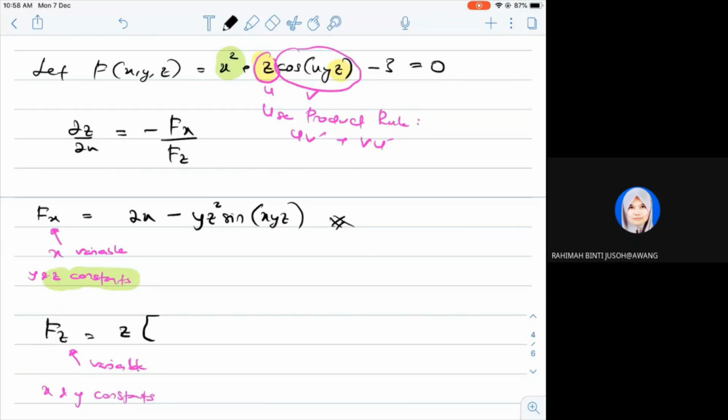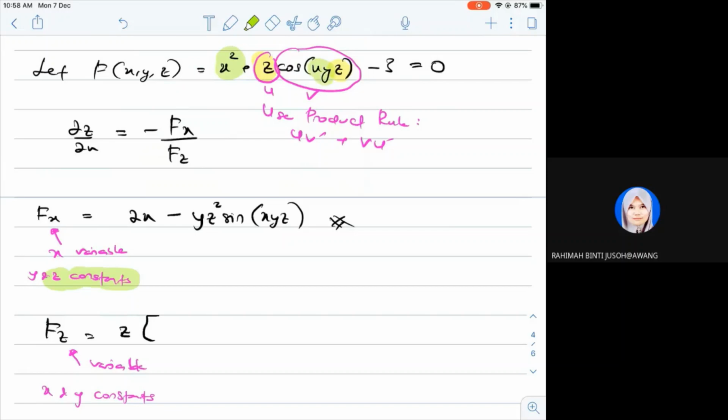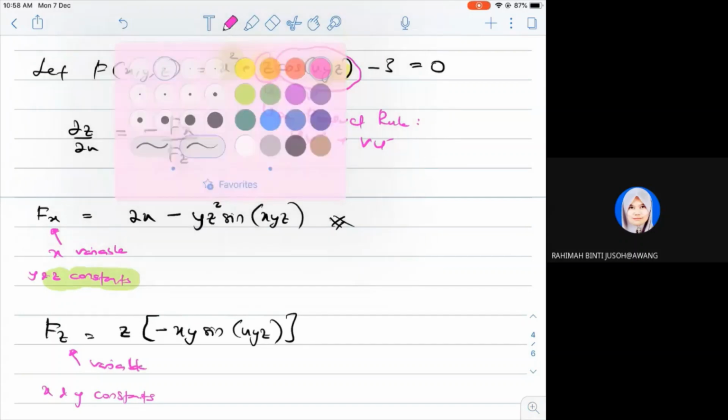So what do we bring to the front? What are the constants now? X and Y. X and Y, yes. So bring these constants to the front. So we bring this forward here, then we will get differentiate cos, of course we get negative. So negative XY sine XYZ. Okay, so settled. So this is UV prime.